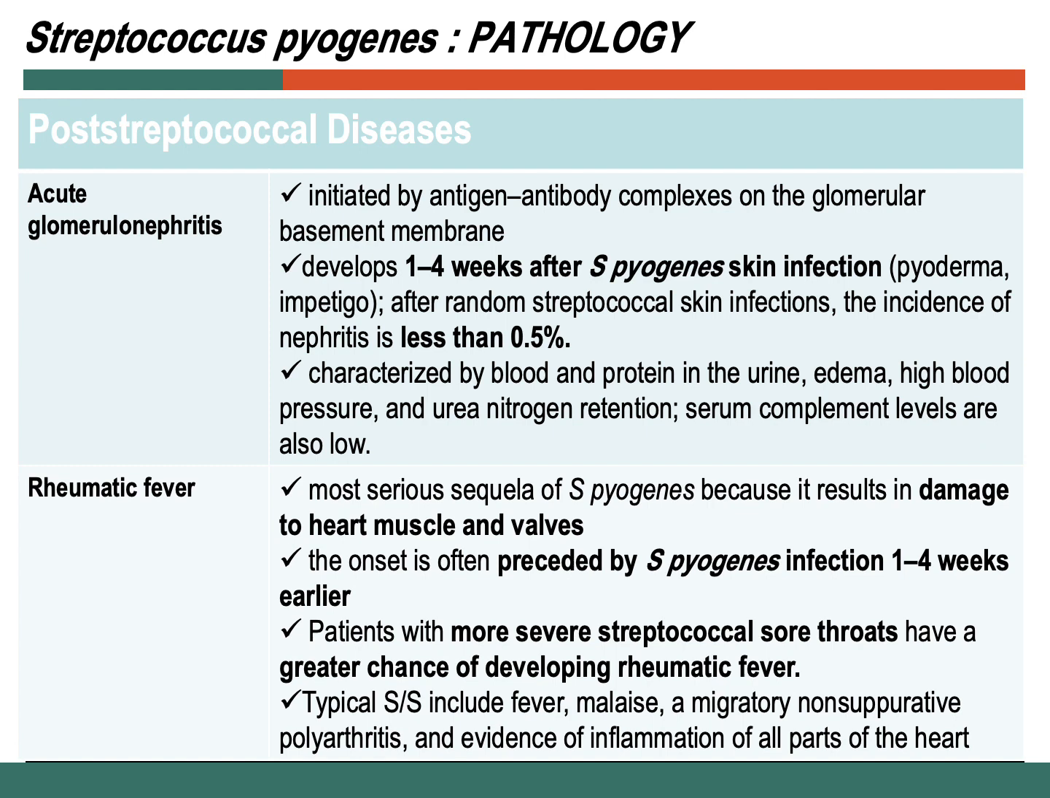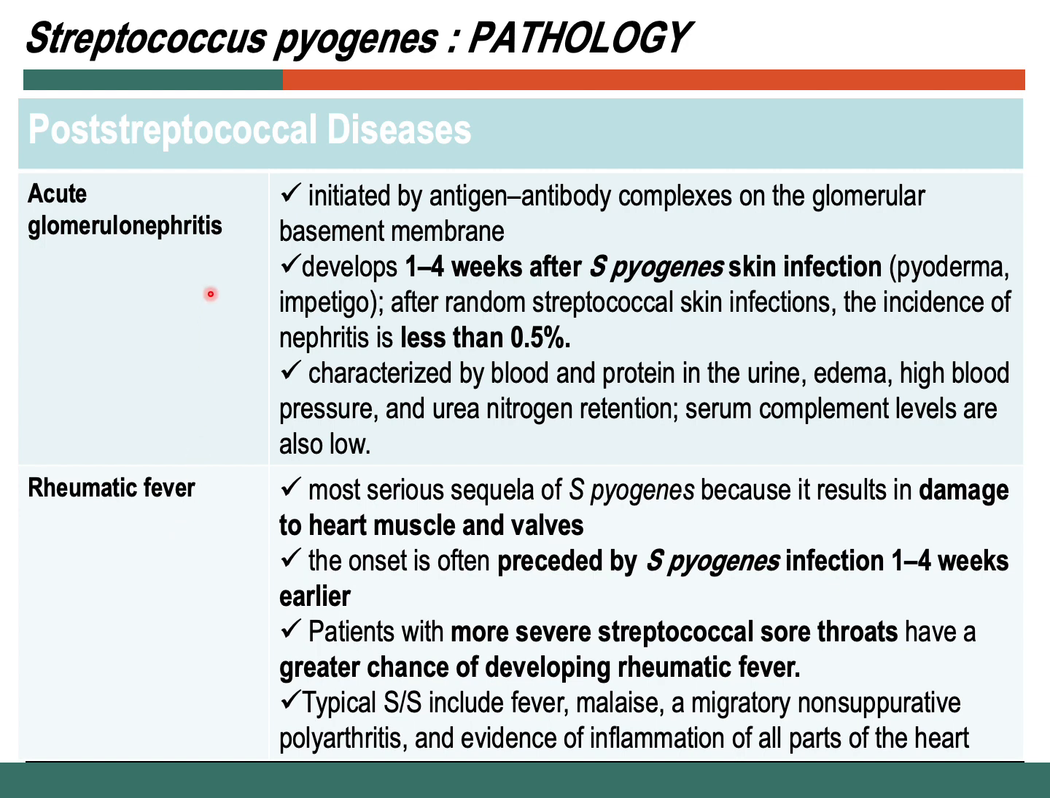So, as I said, your Streptococcus pyogenes can cause post-streptococcal diseases. Pharyngitis and skin infection caused by Streptococcus pyogenes that are not treated can also cause complications. These are the two common complications: acute glomerulonephritis and rheumatic fever.